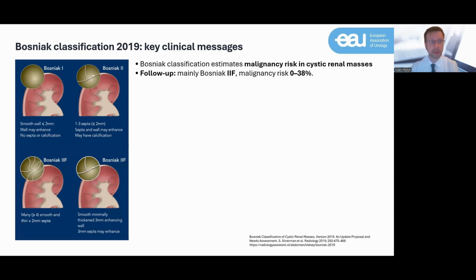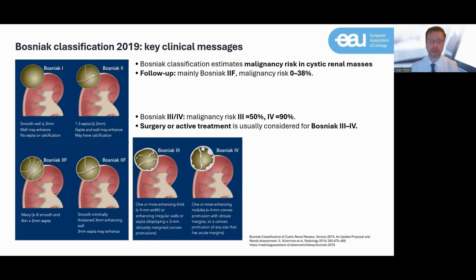Let's talk about the updated Bosniak classification. The updated version of the Bosniak classification estimates malignancy risk in cystic renal masses. The approximate risk is close to 0 for Bosniak 1 and below 1% for Bosniak 2 categories, and variable malignancy risk up to 38% for the Bosniak 2F category. Also, around 50% malignancy rate for Bosniak 3 and around 90% for the Bosniak 4 categories.